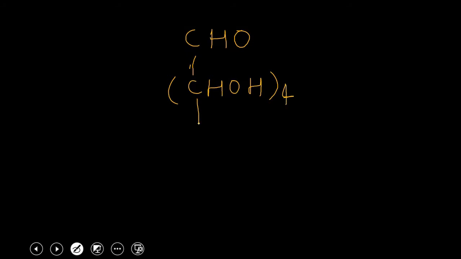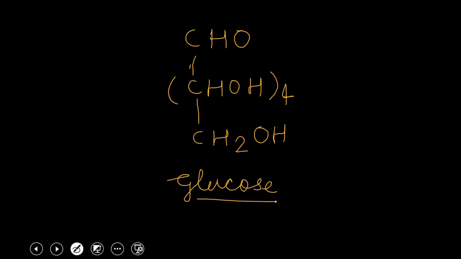So glucose was assigned the following structure. I am writing the structure here, CHO. Just now we mentioned that it has an aldehydic functional group. After that it has CHOH whole 4. So these 4 carbon atoms have similar groups attached to them, and the last carbon atom has CH2OH. So this is the structure of glucose which it was assigned after various chemical reactions.